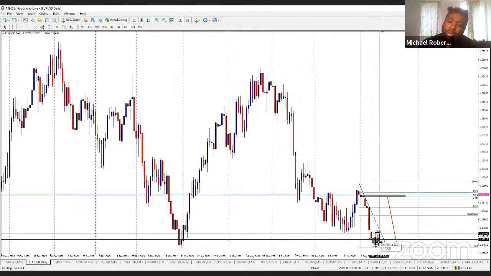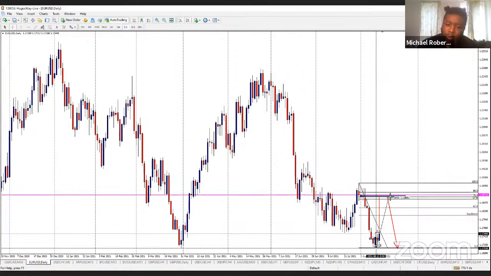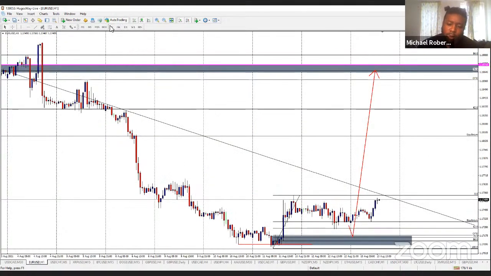So because we have a monthly demand zone here, or monthly area of demand, that is a strong pool of liquidity to cause some buying. So what I'm expecting really from the price is about 160 pips of a move. Now it's been quite slow this week, not much has happened. The price is moving, not as I would have wanted, but it is still moving here.